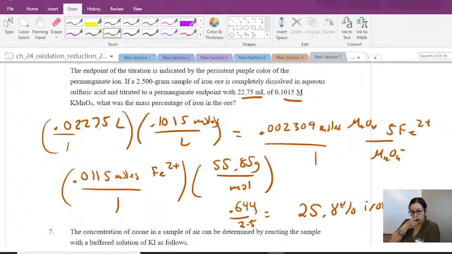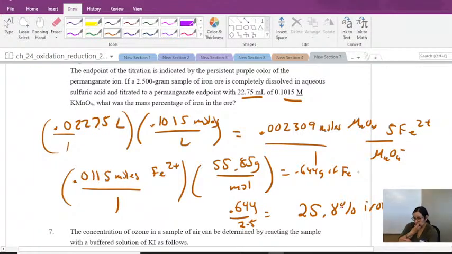What's that thing on the bottom of the .644? This is just how many grams. So grams of iron in sample. Questions on this one?